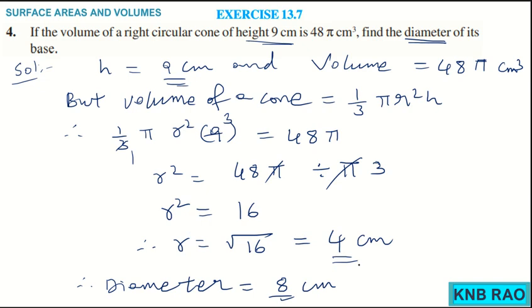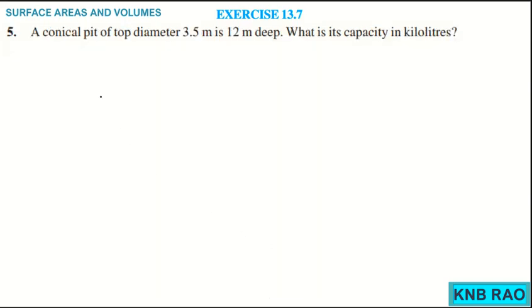So this is how we solve this question. Now moving on to question number 5. A conical pit, top diameter. So we have a pit in the shape of a cone. This conical pit has diameter as 3.5 meter.